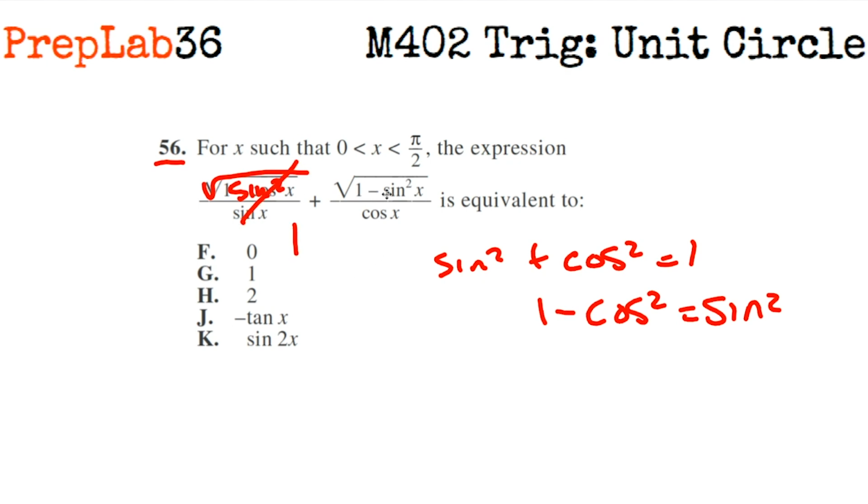1. 1 minus sine squared is equal to cosine squared. So this is cosine squared. The square root of cosine squared is cosine. So this cancels to 1. This is 1 plus 1, or 2.